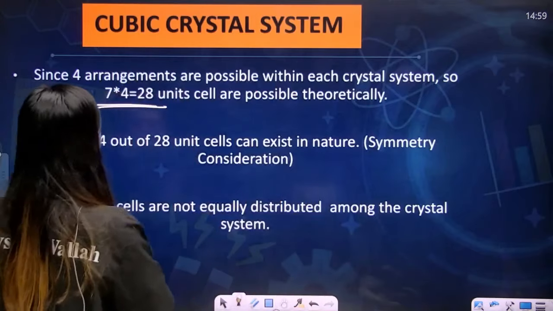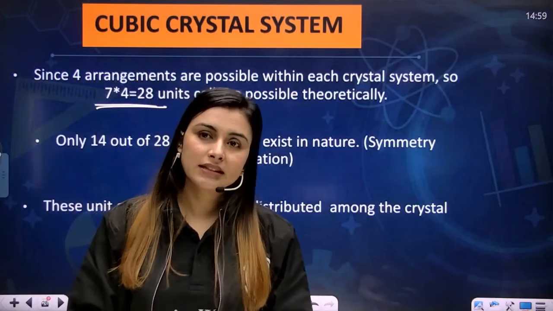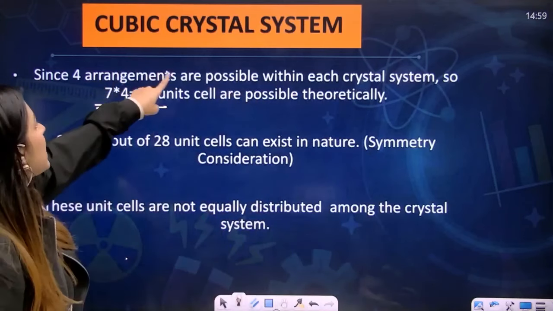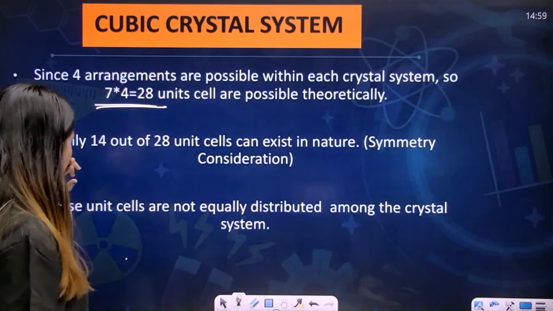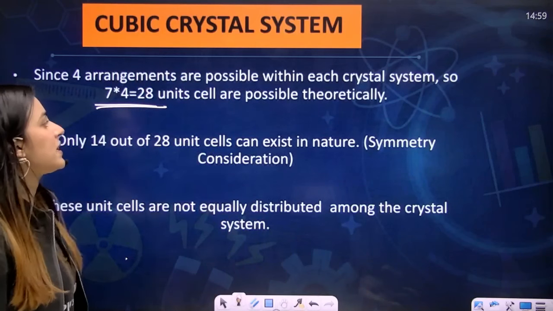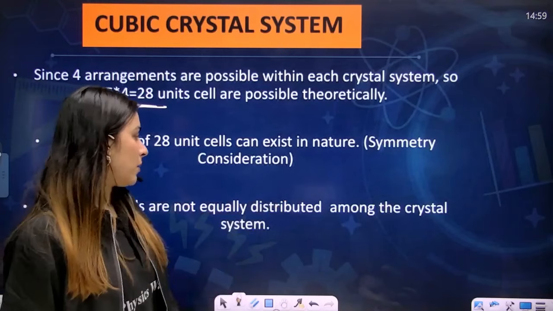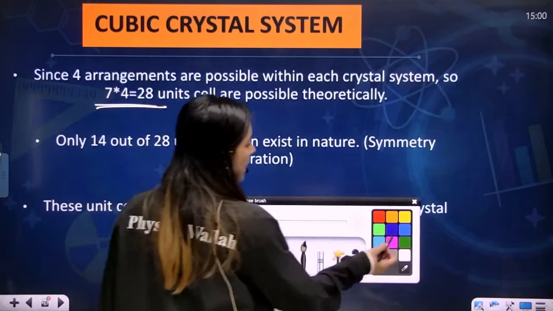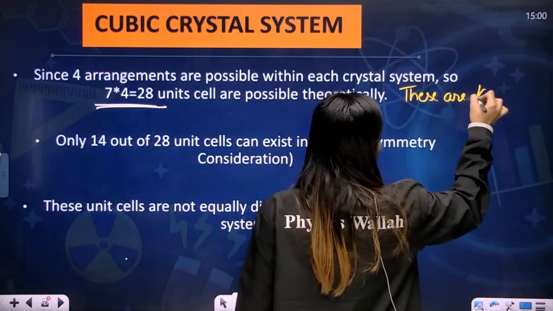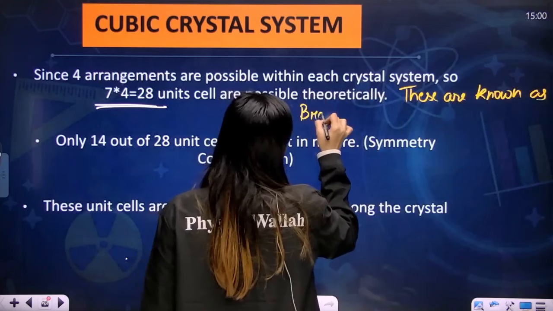And these are known as Bravais lattices. The name given is Bravais lattices. Since four arrangements are possible with each crystal system, 7 into 4, that is 28 unit cells, are possible theoretically. These unit cells are not equally distributed among the crystal systems. Let me tell you, these are known as Bravais lattices.